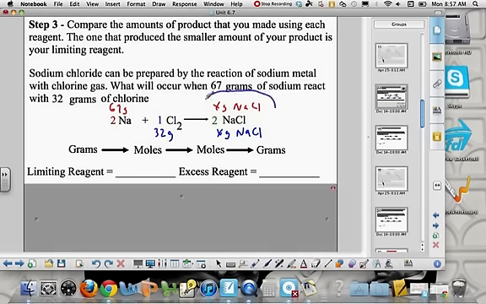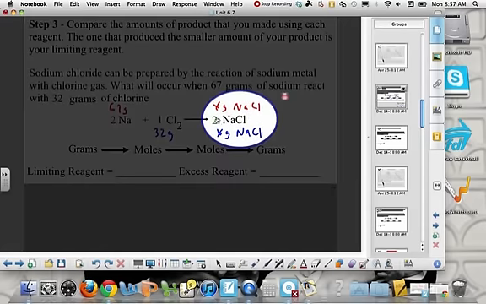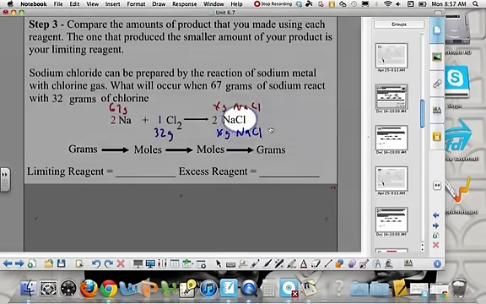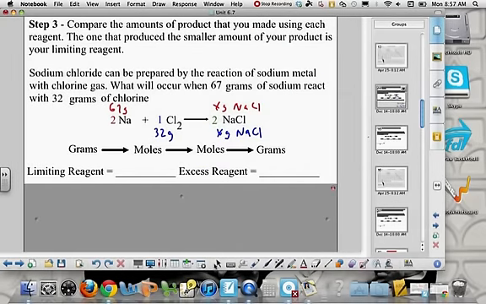Let's compare the values that you had from step 2 for the grams of sodium chloride you made with the sodium, and the grams of sodium chloride you made using the chlorine gas. Whichever one made less is your limiting reagent. Whichever reactant of these made more of the sodium chloride is your excess reagent.